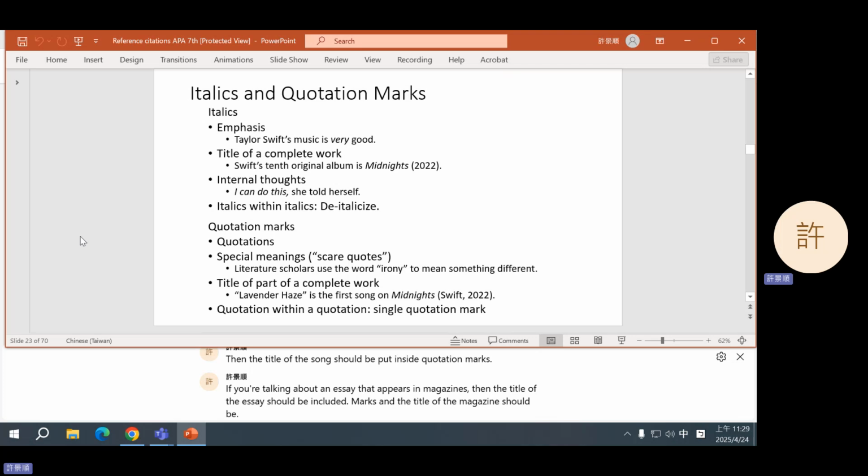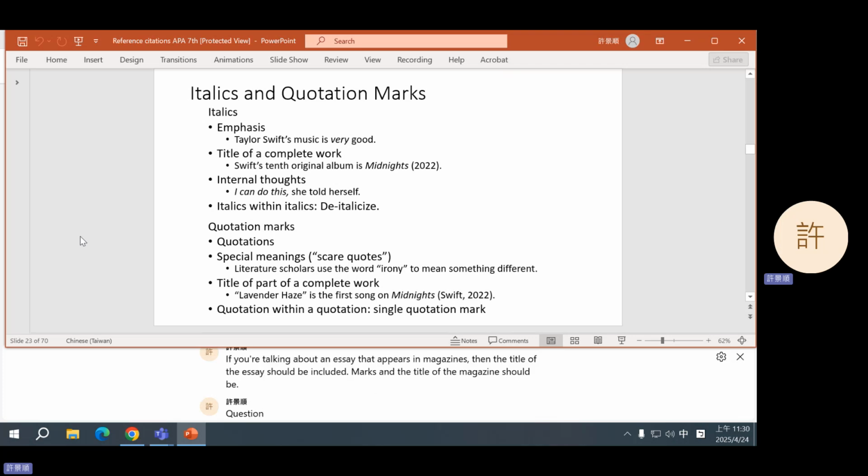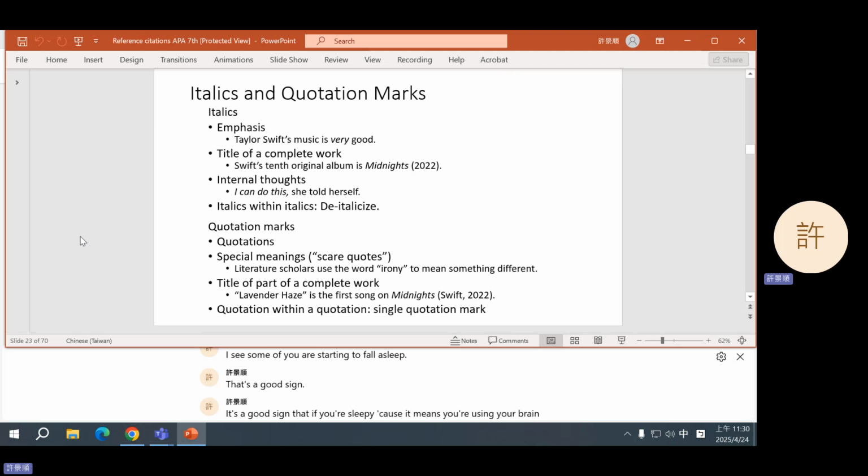Questions about this page? I see some of you are starting to fall asleep. That's a good sign. It's a good sign that you feel sleepy, because it means you're using your brain. Your brain also needs exercise. This is also why people fall asleep in my prayer class.